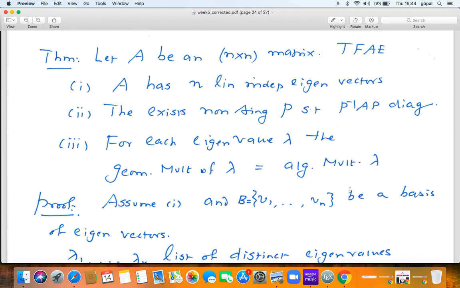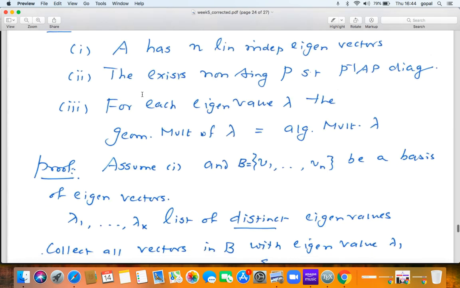And the third condition is now for each eigenvalue lambda, the geometric multiplicity of lambda exactly equals the algebraic multiplicity of lambda. So we have to show that these three things are now equivalent. We already know that the algebraic multiplicity is greater than or equal to geometric multiplicity. We have to understand that equality holds if and only if 1 holds. So let us prove that 1 implies 3.